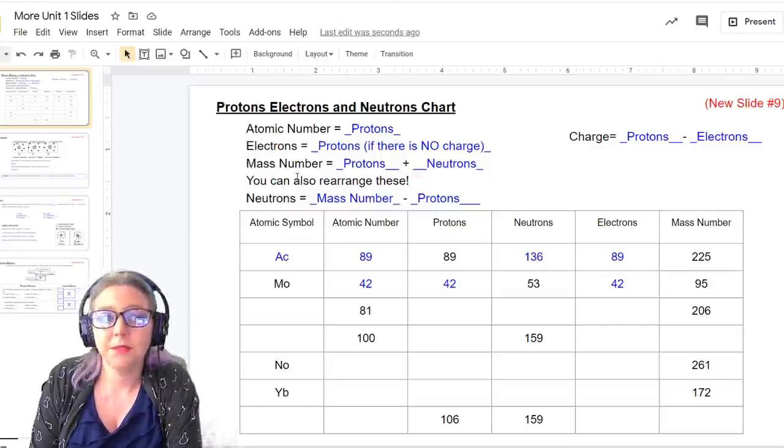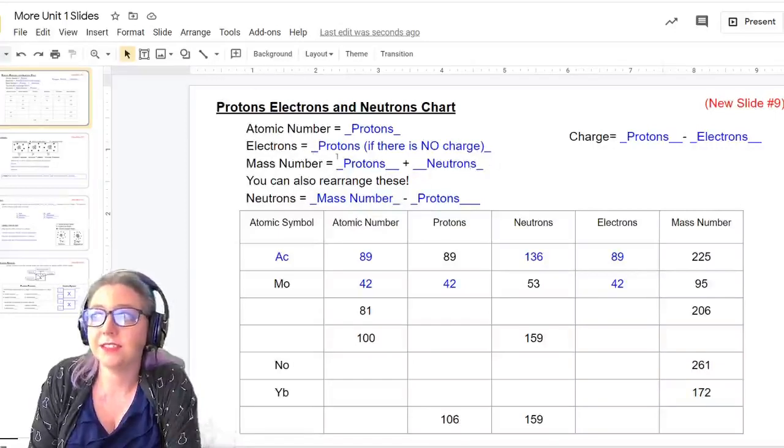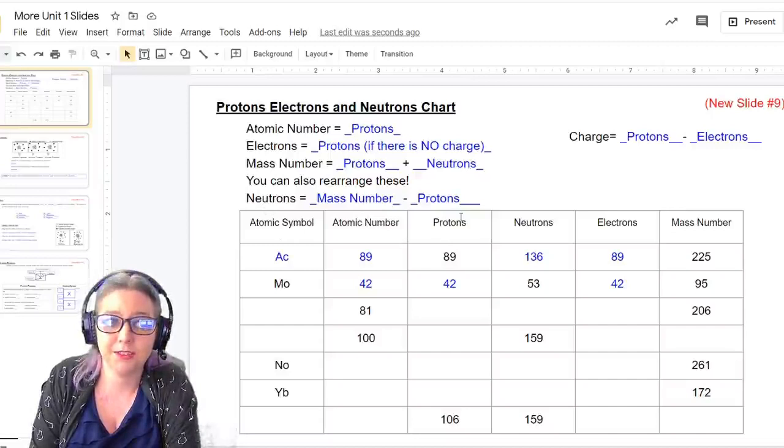My mass number is my protons plus my neutrons. Now you can rearrange these because these are simple equations. So if I have my mass, but I don't have my neutrons, I can just rearrange this, and my neutrons will be equal to my mass number minus my protons.